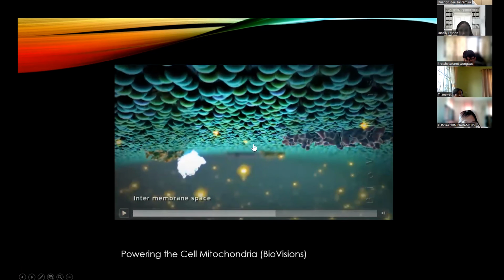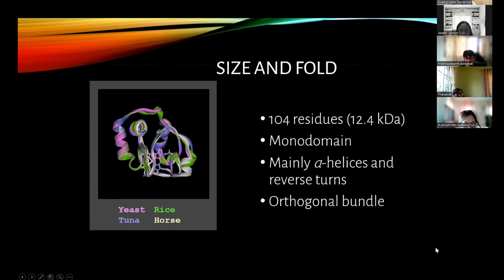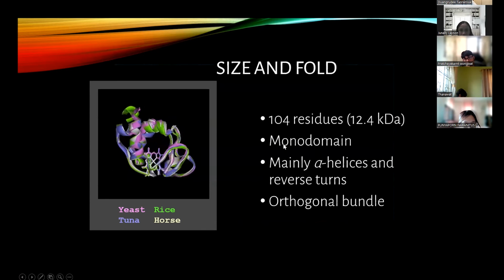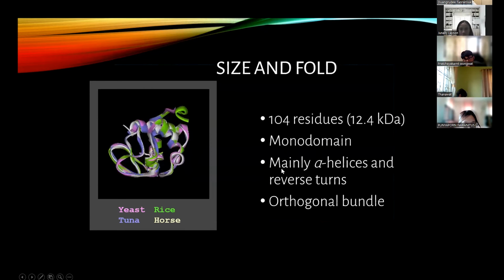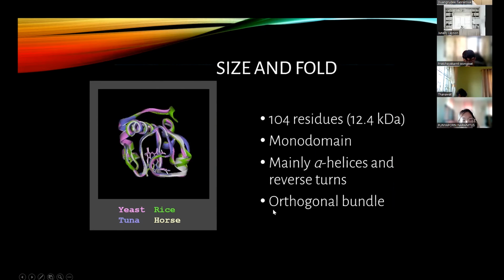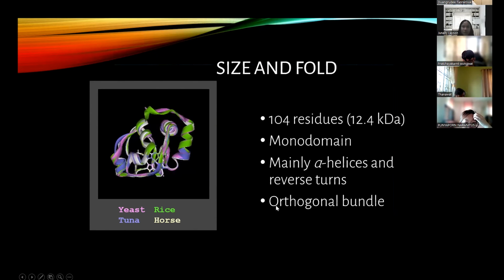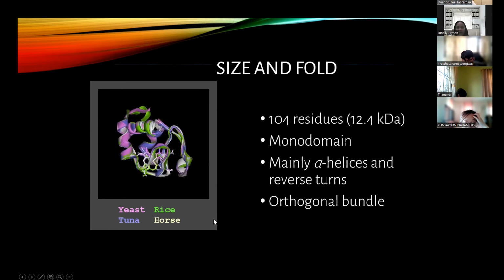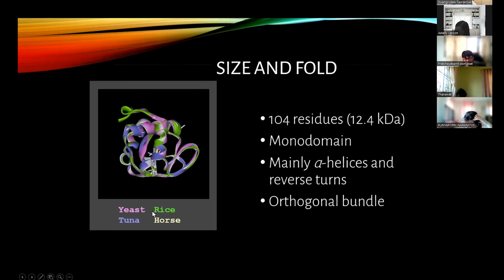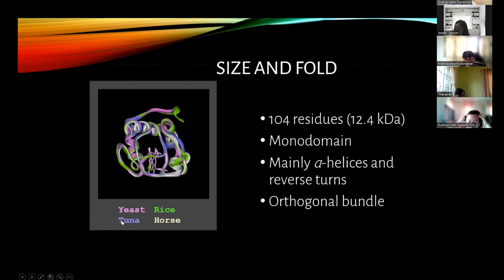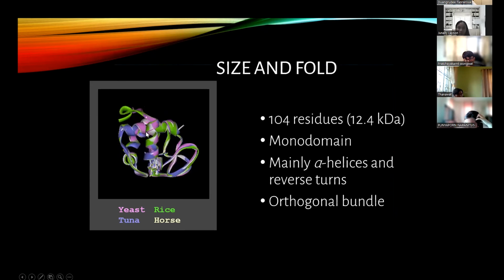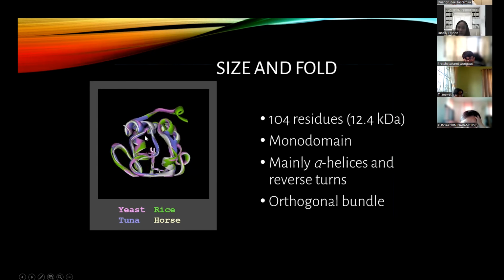So cytochrome C is a small protein. It consists of 104 residues. It is a monodomain protein, mainly comprising alpha helices and reverse turns. And it has a basket shape. So it's a square basket we call orthogonal bundles. So when we superpose 4 structures, cytochrome C from yeast, rice, tuna, and horse, you can see that they are superimposed or overlaid almost perfectly.